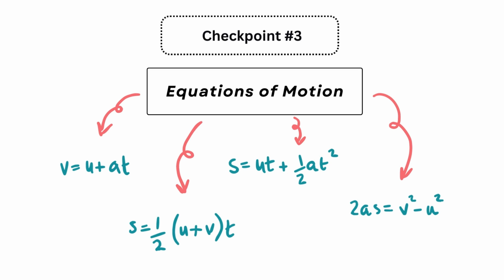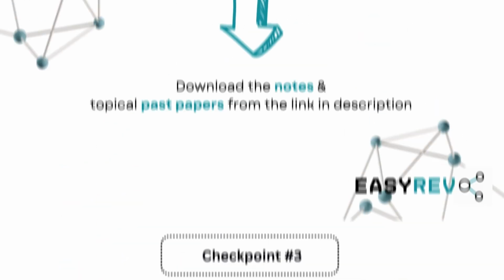So we have reached our third checkpoint. This time, what we've done is understood the four equations of motion that link v, u, a, s, and t with each other as long as the object moves with constant acceleration.